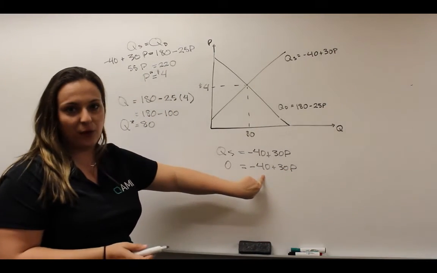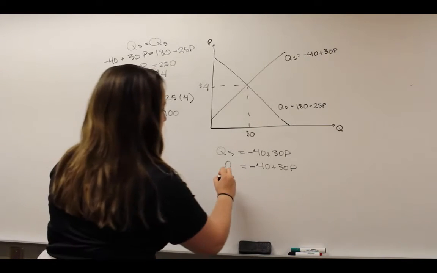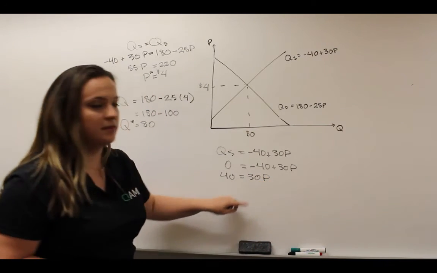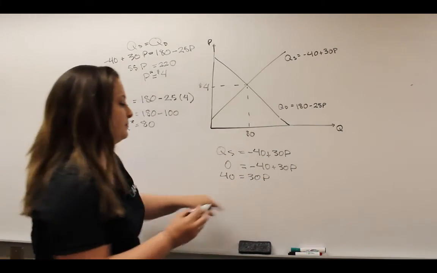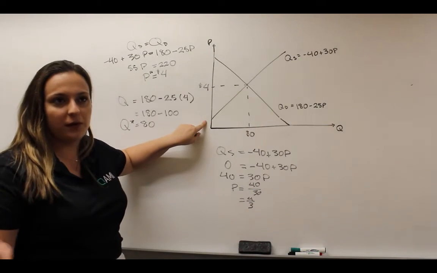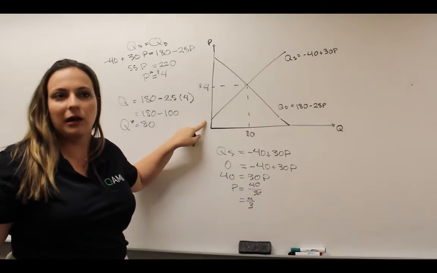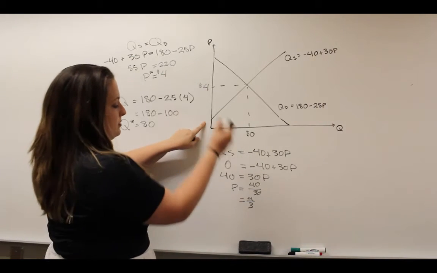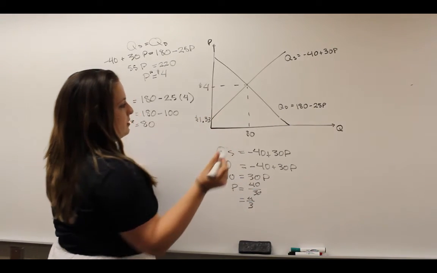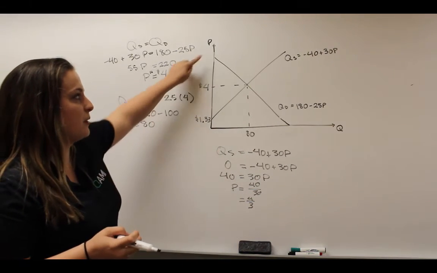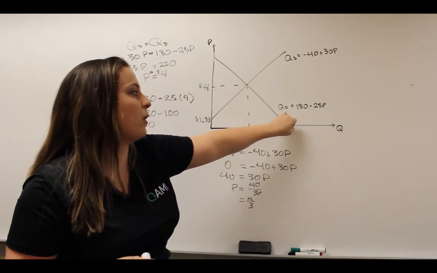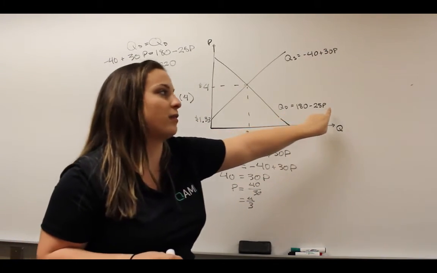Now I'm going to add 40 to the left side of the equation. And at this point, we can now solve for p. So at this point, the price equals 4/3, which roughly comes out to $1.33. So we're going to write that in here, $1.33. Now, to find the price intercept for quantity demanded, we're going to do the same thing, except we're going to set quantity demanded equal to 0 and solve for this p.